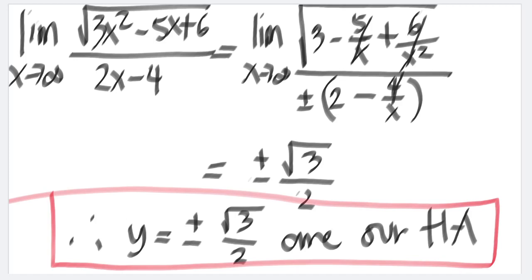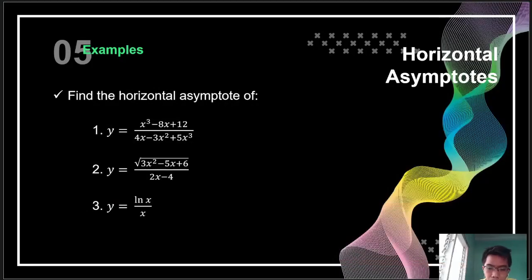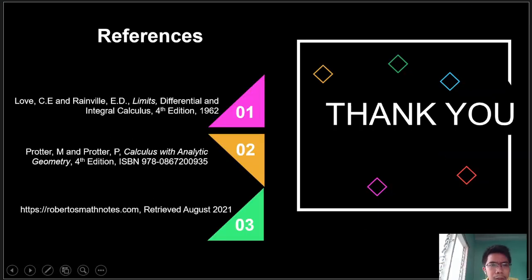Okay, so I hope that that is clear to you already. I guess that is all for the limits and continuities part 1. The continuities and discontinuities, the examples of such will be thoroughly discussed on the limits and continuities part 2. And the third example for the horizontal asymptotes will be for your own consumption.